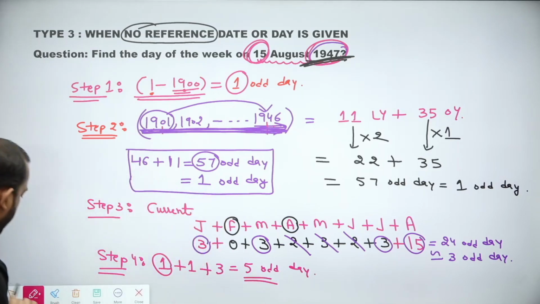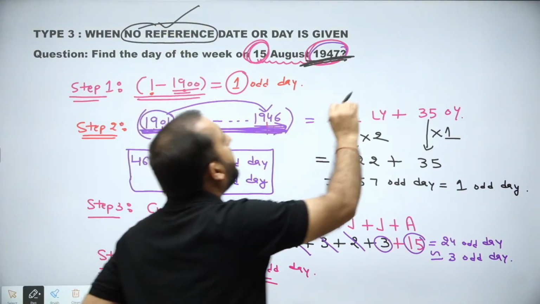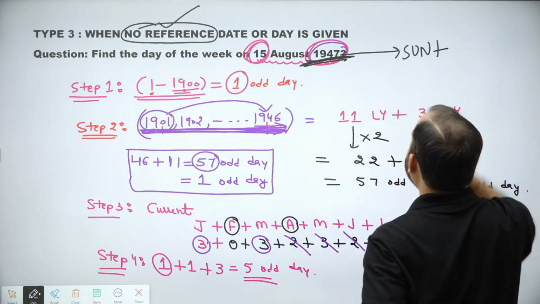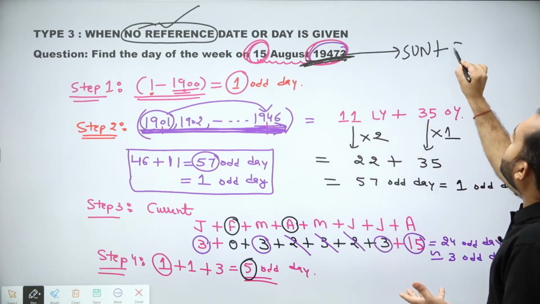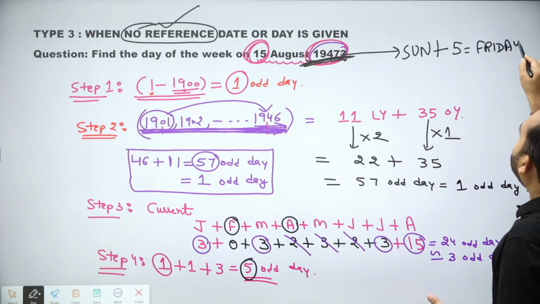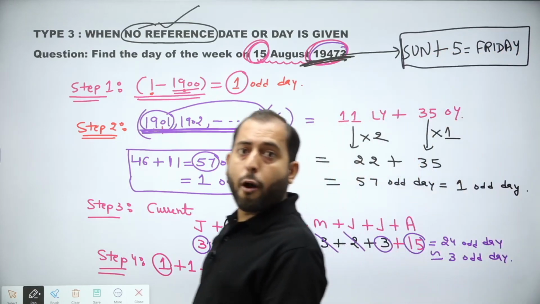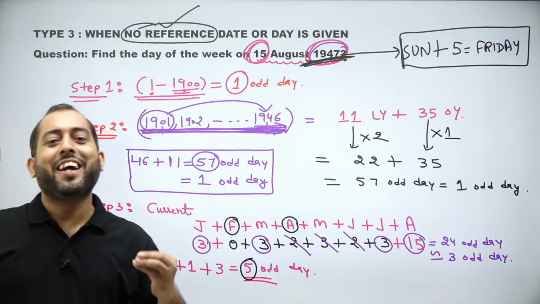Now, when no reference is given, in that case we will take Sunday as a reference. And the number of odd days we have already calculated. So Sunday plus 5, your answer should be Friday. So the day when we got our independence from the British government was Friday. Kindly write it down.